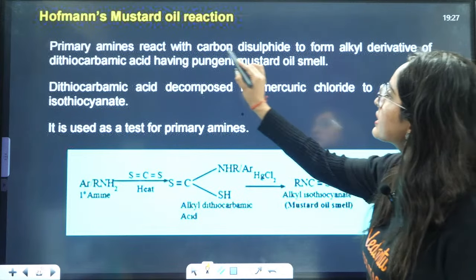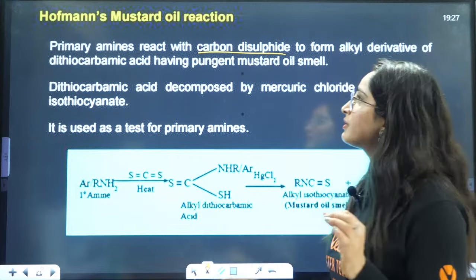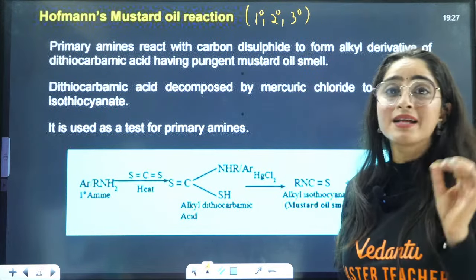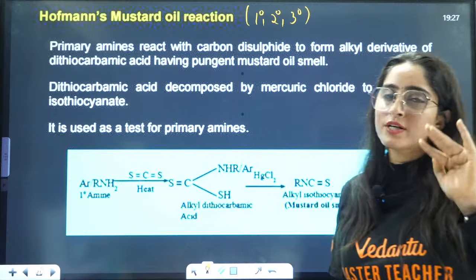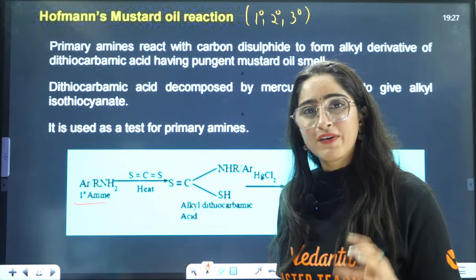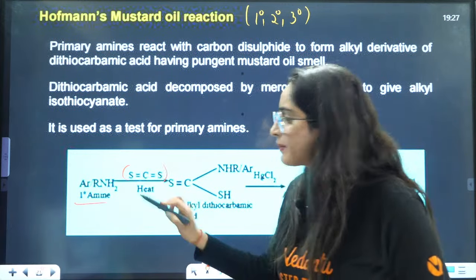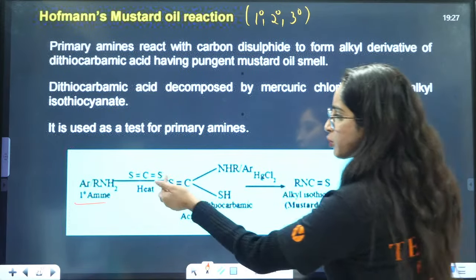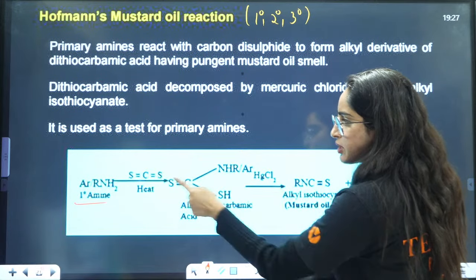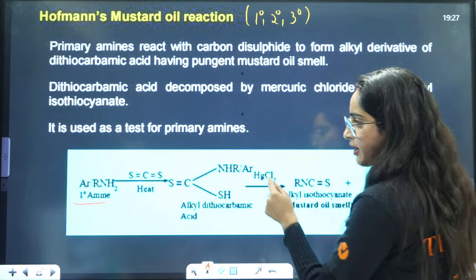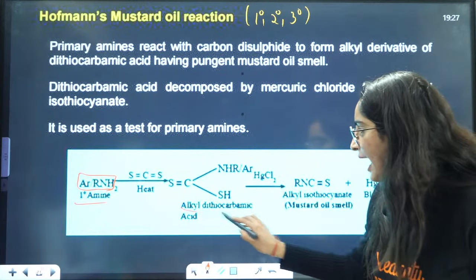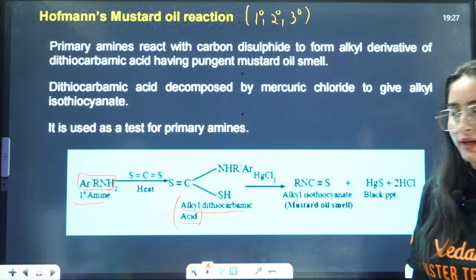Primary amines react with carbon disulfide. This is a distinguishing test. It will distinguish 1 degree, 2 degree and 3 degree amines. This is Hofmann's mustard oil test. Firstly, we will use carbon disulfide with the primary amines, whether aromatic or aliphatic. What will be formed? To this double bond, you will have SH. Here to this sulfur, you will have one hydrogen, and to another bond, you will have NHR. This NHR will be attached here. So an alkyl substituted compound is formed.